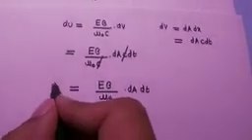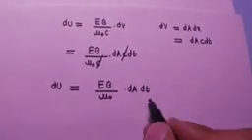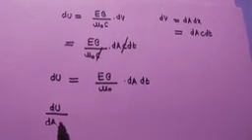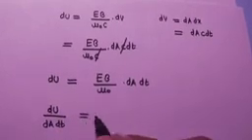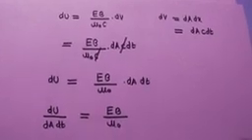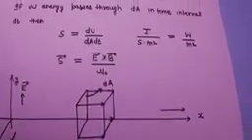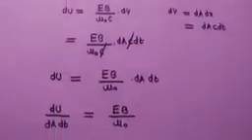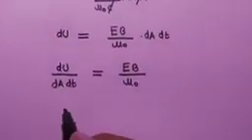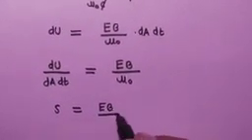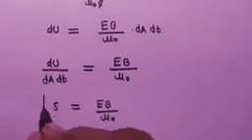If we divide both sides with dA dt, then we get dU upon dA dt is equal to EB upon mu naught. And we have defined Poynting vector S is equal to dU upon dA dt. So this term is equal to Poynting vector S, which is equal to EB upon mu naught.